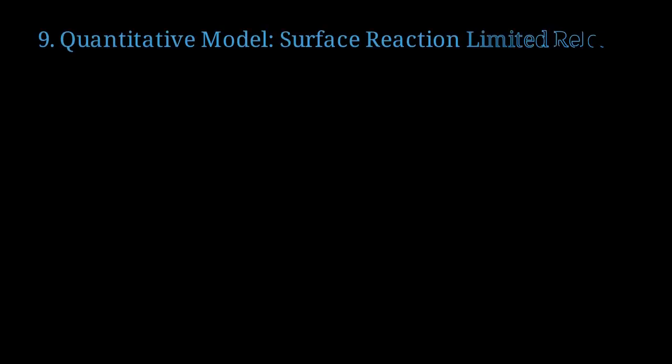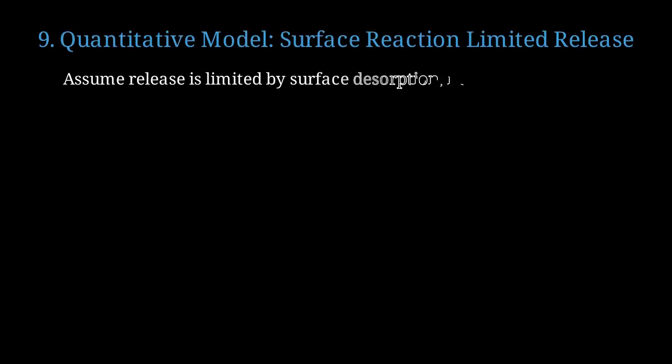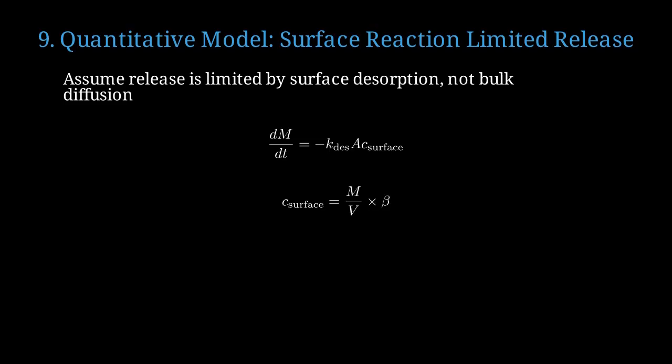Let's develop a quantitative model that captures surface-limited release kinetics. We assume that release is limited by desorption from the inner surface, not by diffusion through the bulk interior. The rate of mass release is negative k_desorption times surface area A times surface concentration. Surface concentration is proportional to bulk concentration with a partition coefficient beta. Substituting, we get dm/dt equals negative k_desorption times 4 pi r squared over V times m times beta.